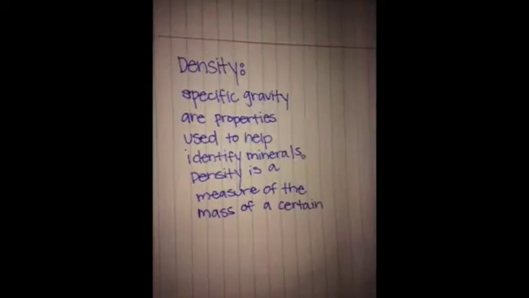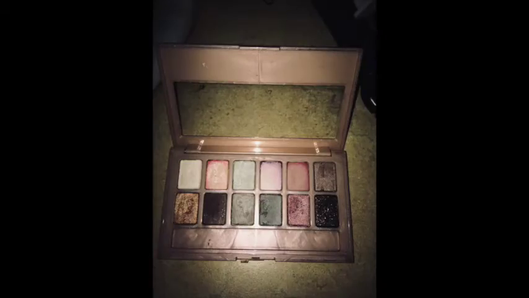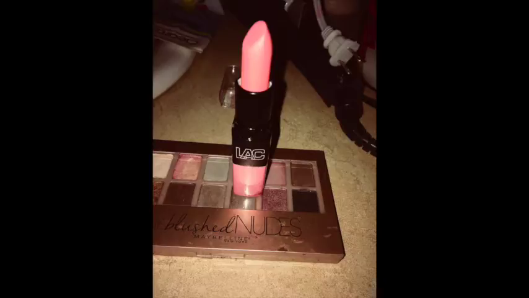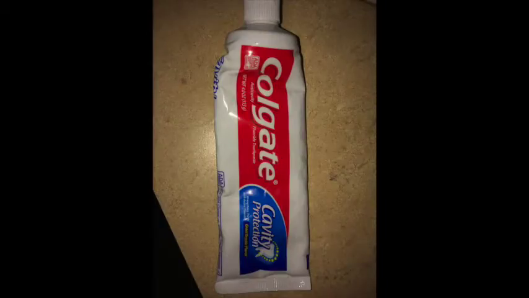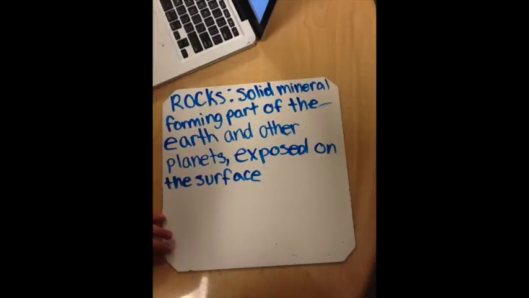Density. Density is a measure of the mass of a certain volume of the sample. Minerals are used in everyday life, whether you use makeup, which may consist of talc or kaolinite, or maybe even both. Toothpaste also consists of minerals like fluorspar. Rocks are solid minerals forming part of the earth and other planets, exposed on the surface.